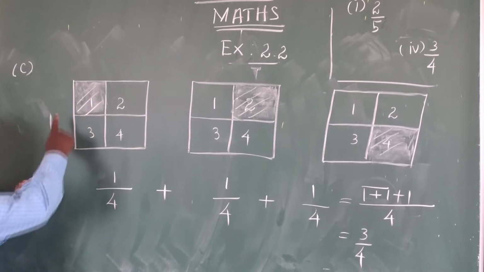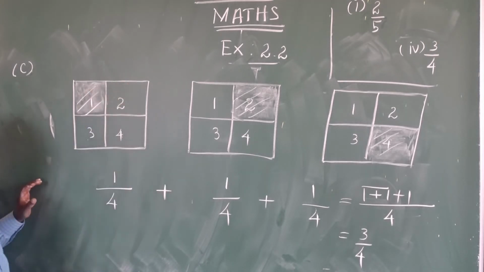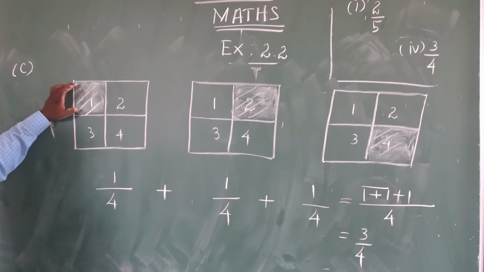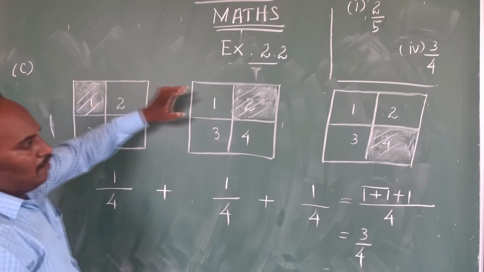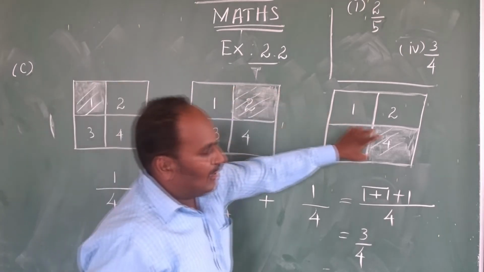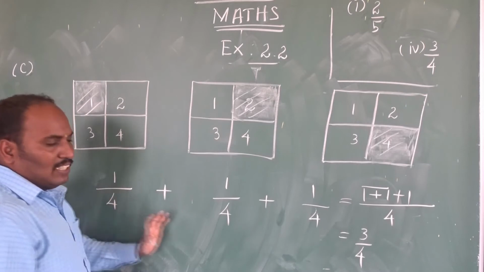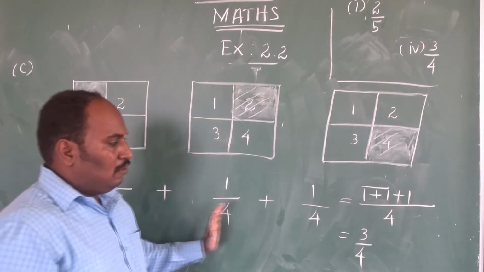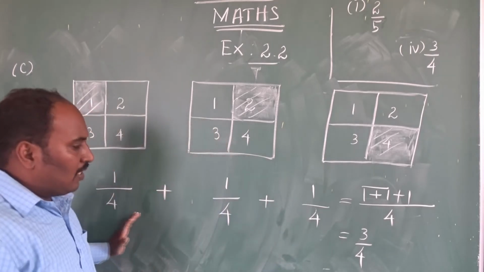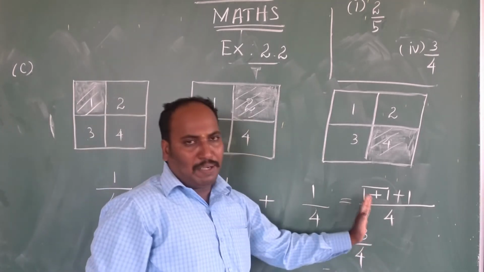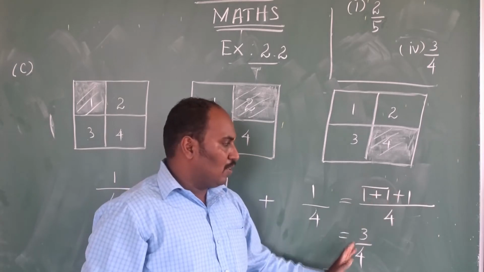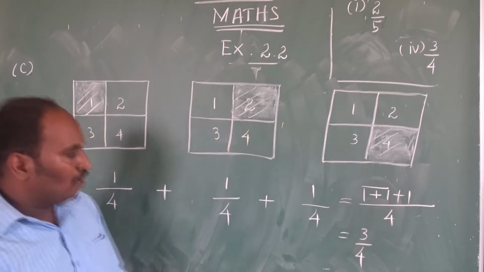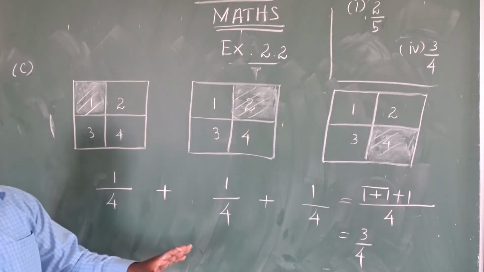Listen here, 3 squares are shaded out of 4 parts. Here the first one is a shaded part, here the second one, here the third one. We add 1 by 4 plus 1 by 4 plus 1 by 4. The common denominator is 4. 1 plus 1 is 2, 2 plus 1 is 3. 3 divided by 4. The C part is equal to 3 by 4.